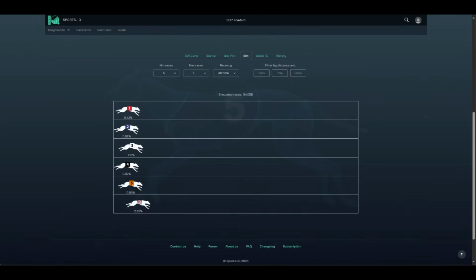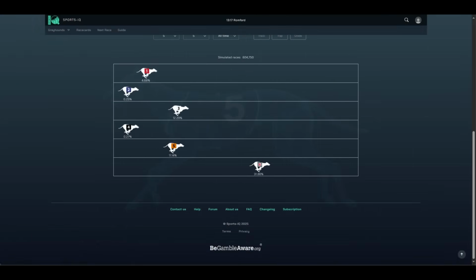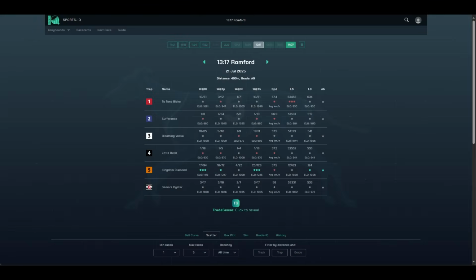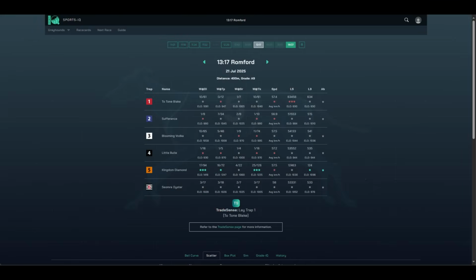Looking at the dog simulation, the simulation seals the deal. Trap 1 only won 7.69% of 1 million simulations. Compare that with Trap 6, a whopping 52.71% win rate, and even Trap 3 has over 20%. Now time to check in with TradeSense. And bloody boom, TradeSense flags Trap 1 as the lay. We've built a complete case using 6 independent visual tools, and the model agrees. Trap 1 is overhyped within the market and is a strong lay candidate.